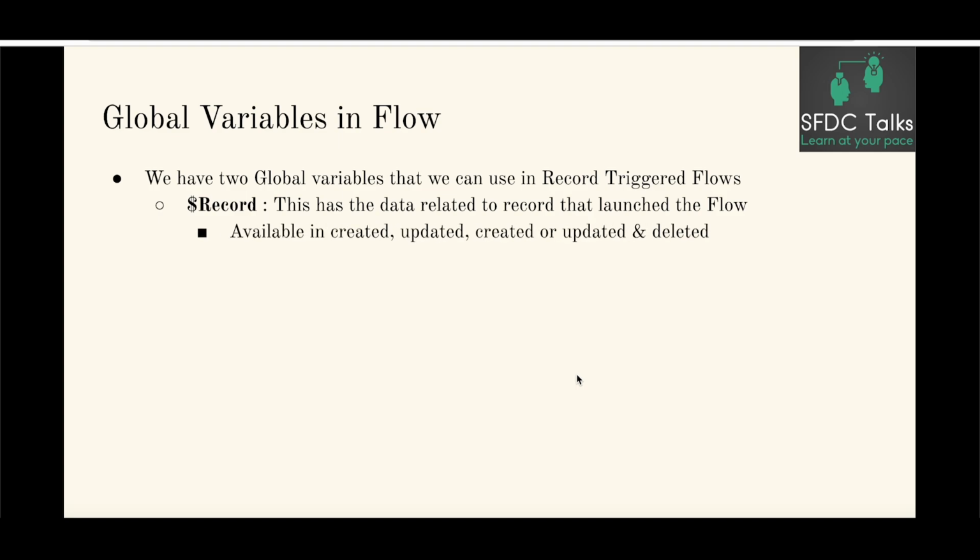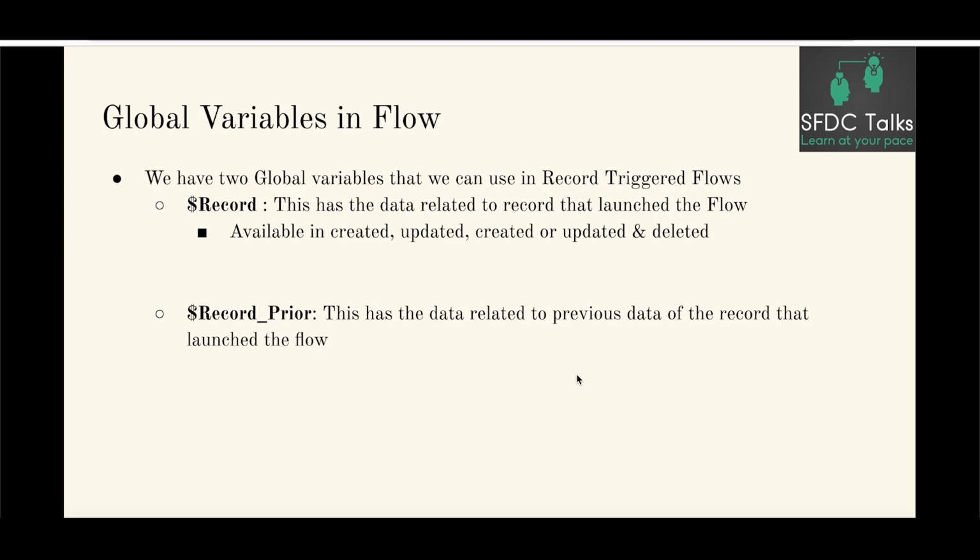Then we also have something called $record__Prior. Normally, in triggers, we have something called trigger.old. Trigger.old is mainly applicable only in update scenarios, right? Similarly, here also, if you want the previous record details, it happens only when there's an update operation. In an update operation, we have the previous record data and the new data that is getting updated. The previous record data will be stored in $record__Prior, and the new data will be stored in $record. So normally this is used whenever you are doing any update operations. It is available for update and created or updated.